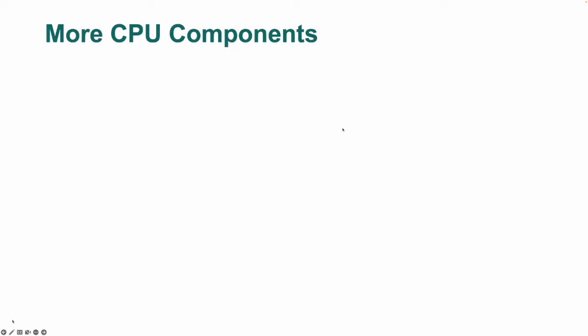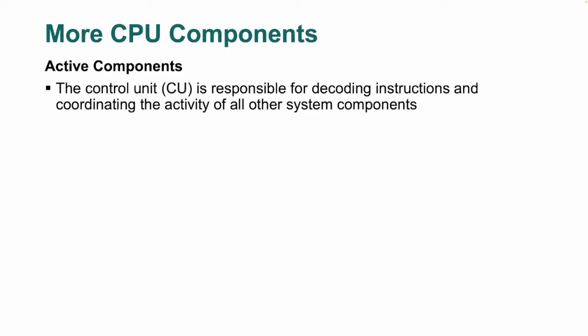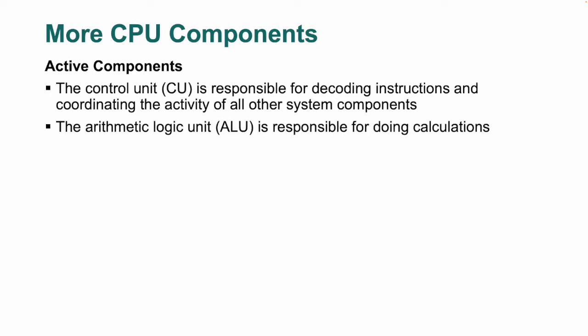Okay, so let's learn some more CPU components. The first category is the active components. These are the things that are actually carrying out tasks within the processor. Firstly, we have the control unit. This one is kind of like the bus. It's responsible for decoding all of the instructions that the CPU receives, and it also coordinates the activity of all the other components in the system. So it basically figures out what the instruction means, and it will tell the relevant components how to carry it out and when. The only other component you need to know about is the arithmetic logic unit, the ALU, which is responsible for doing maths.